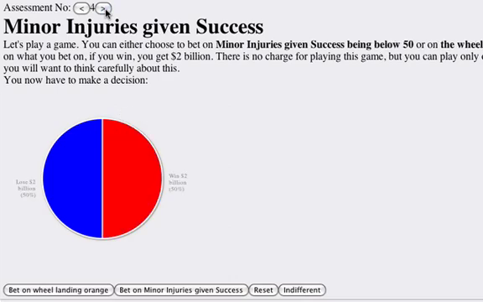What about below 50? Below 50. I think it's going to be a little above 50, so I'll bet on the wheel. What about now? Not sure. Maybe at this point I'm indifferent. There could be some chance that it's below 50.